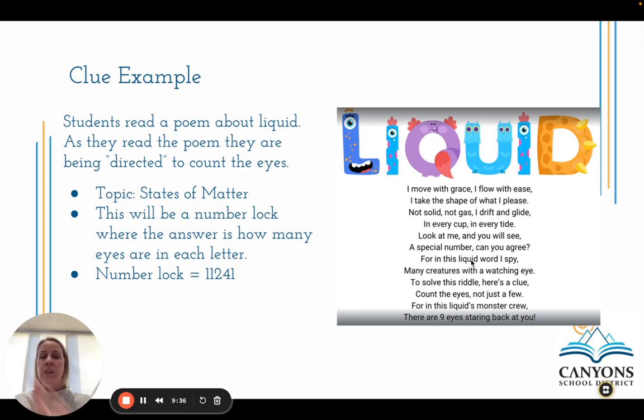But the hope would be when they first get to this clue, they see the picture, and then they're going to read through the poem about liquid. And if they read the poem, this is what you're hoping they can talk to each other. They're going to say, hey, there are 9 eyes staring back at you. So it's like there's eyes in here giving you a hint, oh, maybe we need to look at the eyes. So this would be an example of one that's not straightforward, but hoping that the students can look at this image, read the poem, and they can collaboratively come together and say, hey, what can we do with the eyes?